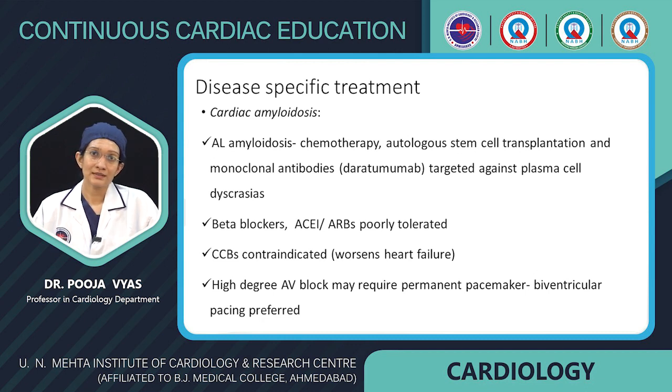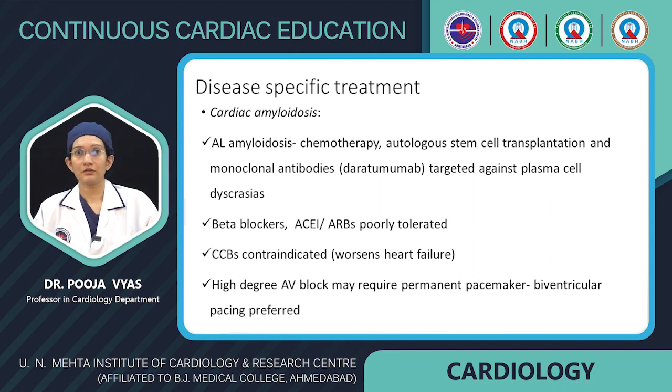If we give beta blockers, ACE inhibitors and ARBs, if the patient can tolerate them, then it is okay, but usually they are poorly tolerated. We shouldn't give CCBs to these patients, as it leads to worsening of heart failure. And if the patient has associated high-grade AV block, then we should put in a permanent pacemaker, preferably a biventricular pacemaker.